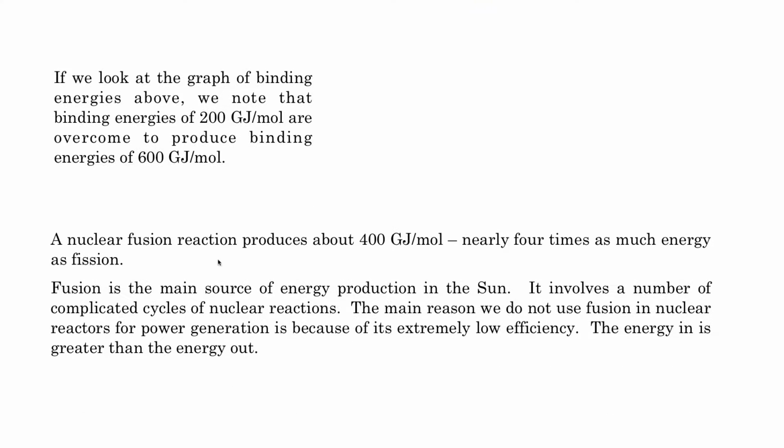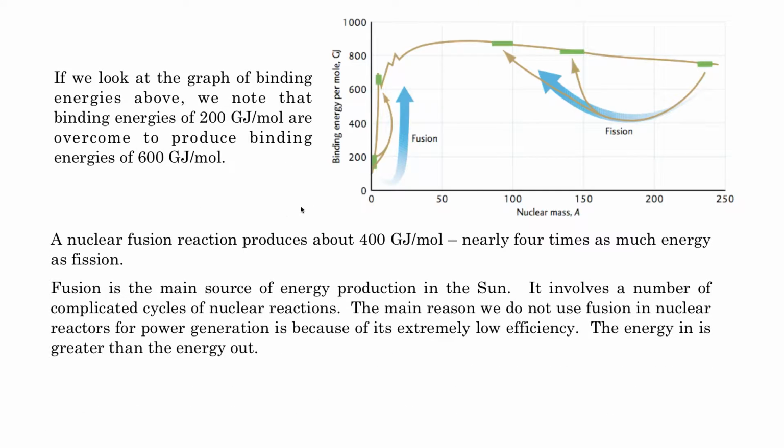Again, we can look at this binding energy, and we're going to look at this section of the graph now, going from binding energies down here to a binding energy up here. This is almost 4 times as much as what we get from fission. This is about 400 gigajoules per mole, so that's about 4 times as much energy as fission.